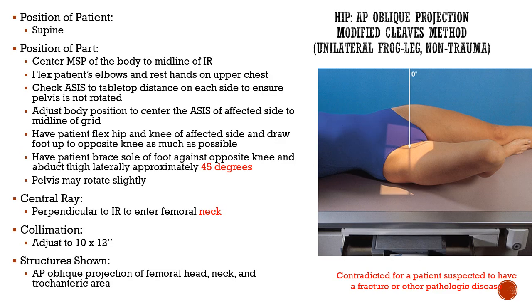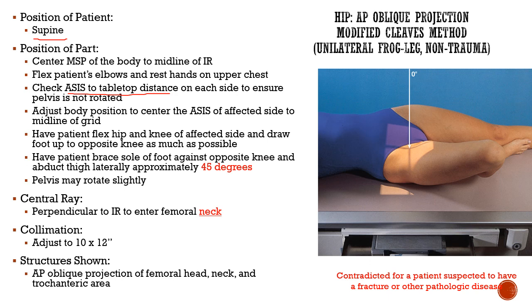On the AP hip, again, the AP oblique projection of the hip, modified Cleaves method, unilateral frog leg, non-trauma, is contraindicated for a patient suspected to have a fracture or other pathologic disease. Our patient again is supine. We're going to center the mid-sagittal plane of the body to the midline of the image receptor. We're going to flex the elbows and place the hands on the upper chest. We're going to check the ASIS to tabletop distance on each side to ensure the pelvis is not rotated.